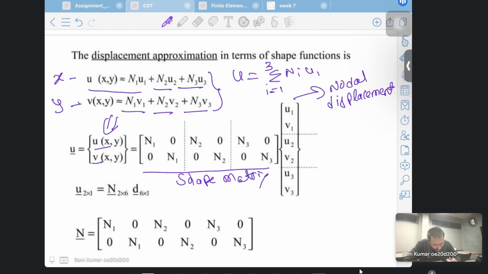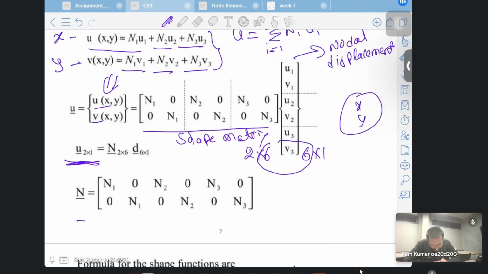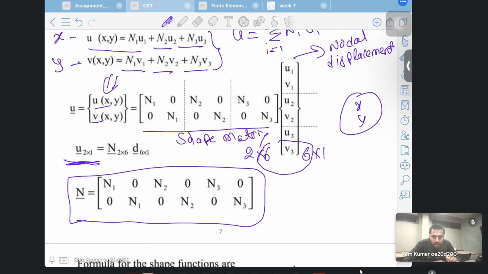So the nodal displacement has size 6 by 1. The shape function matrix will be 2 by 6. So what will be the size of the displacement? It will be 2 by 1, because we have X and Y only, 2 displacements. This is our N matrix. Correct? Any suggestion, any comment?